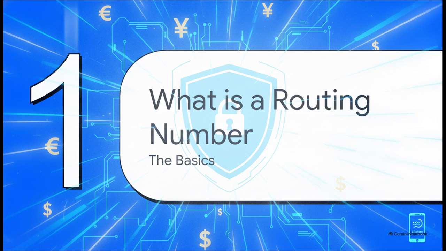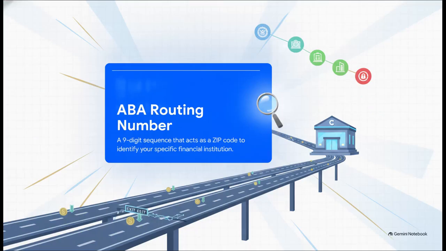What exactly is a routing number? So a routing number, which you might also hear called an ABA routing number, is a very specific 9-digit sequence. It's assigned by the American Bankers Association. I want you to think of it kind of like a mailing address or maybe a zip code, but specifically for your bank. In the massive, sprawling superhighway of our banking system, this number is what makes sure your money takes the correct exit.